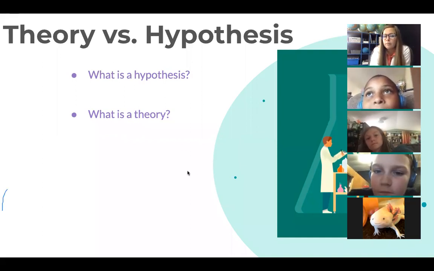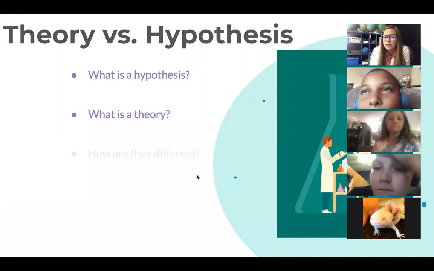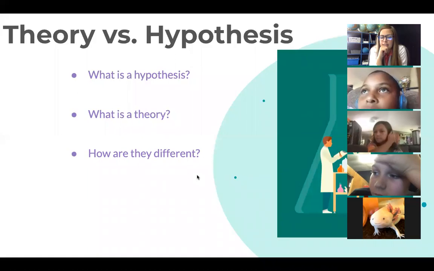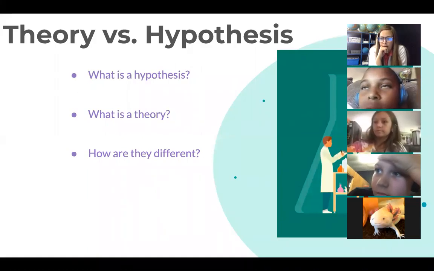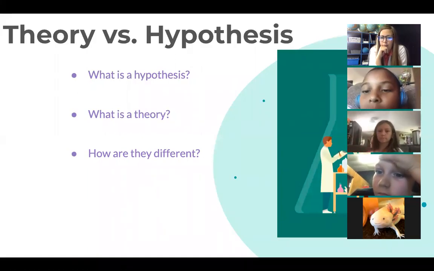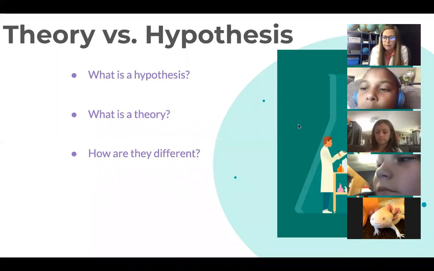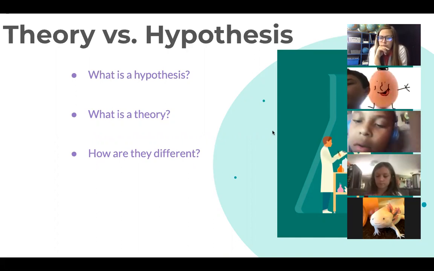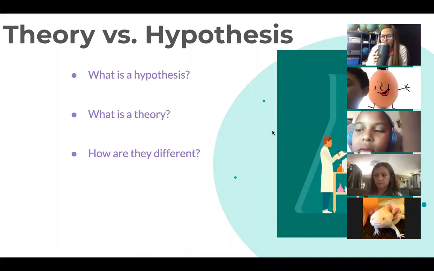All right. So my next question is, how is a theory and a hypothesis different? All right. Braxton, how is a theory and a hypothesis different? A theory and a hypothesis are different because a hypothesis is just a guess at what would happen, and a theory is something that has been tested already, and a hypothesis has not been tested yet.